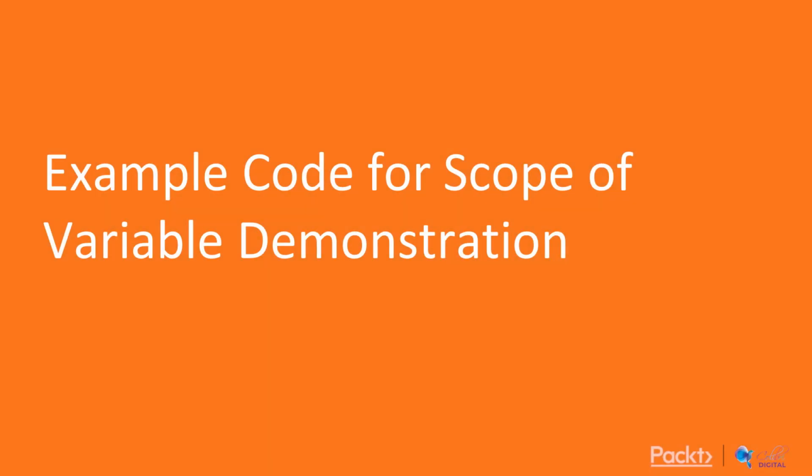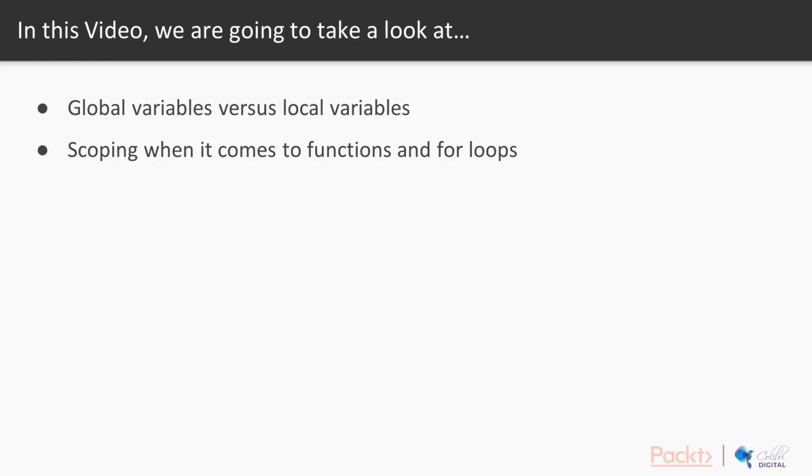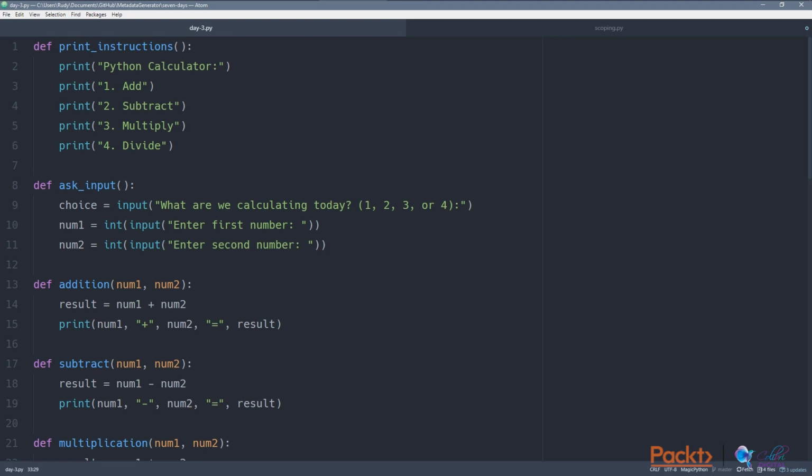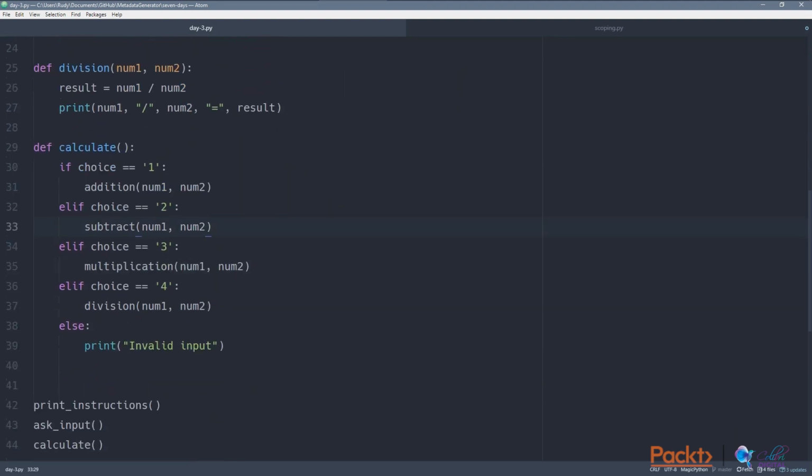In the last video, we talked about the concept of scoping and why it has broken our calculator. In this video, I'm going to show you an example code for scoping so that we can fix the way our calculator is performing. I'm also going to show you what global variables versus local variables are, and scoping when it comes to functions and for loops. So let's see how we can fix this.